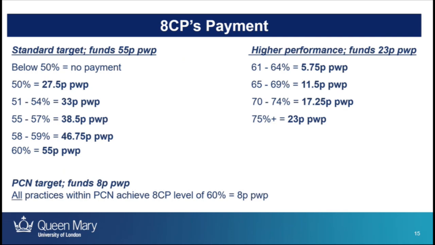The higher performers are from 61 to 75. But your target that's been set by ICB is 65% is where they would like you to hit. And then you also have a PCN target as well. And that is, as a PCN, you're required to get 60% to get the extra 8p per weighted patient.